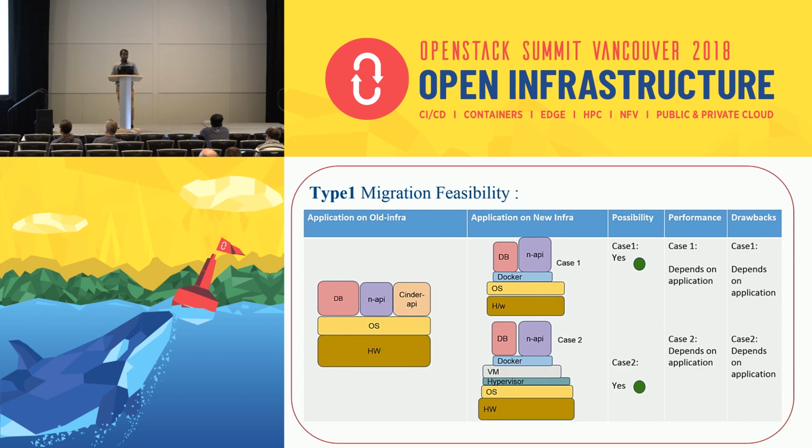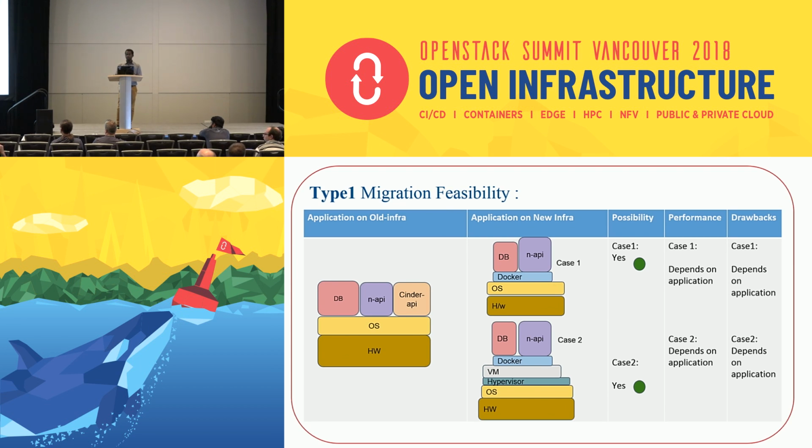So this is one of the checks on the feasibility for the migration. You can see the old infra, like hardware and OS, with Nova API and Cinder API running on the OS, and we are going to move that to the container one, like Kolla containers. I have seen that it is possible to move to the container.